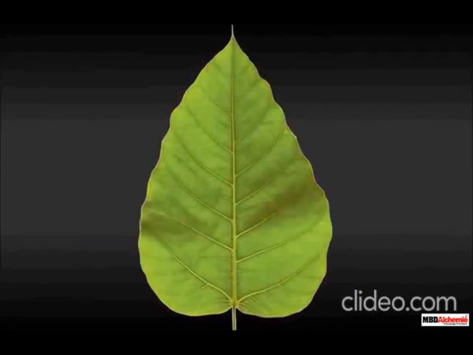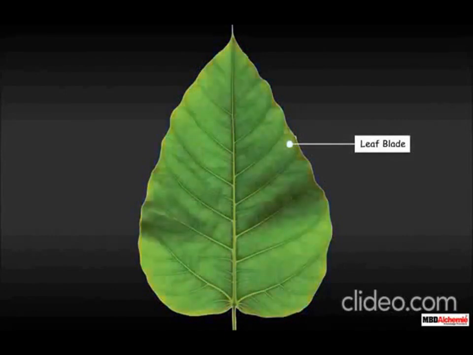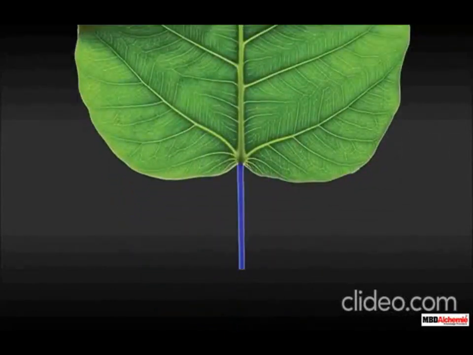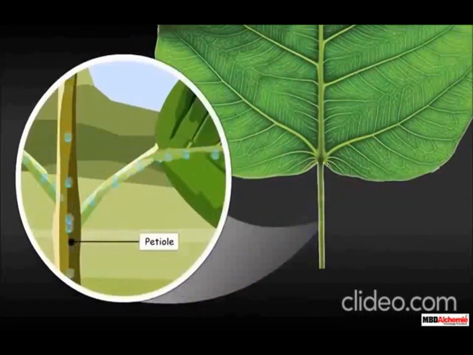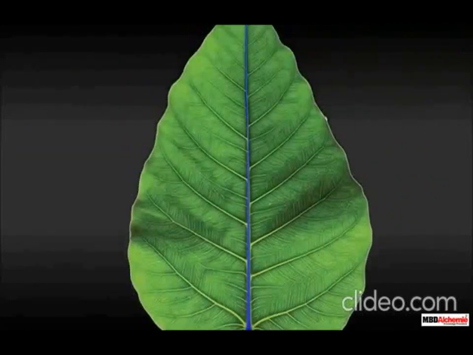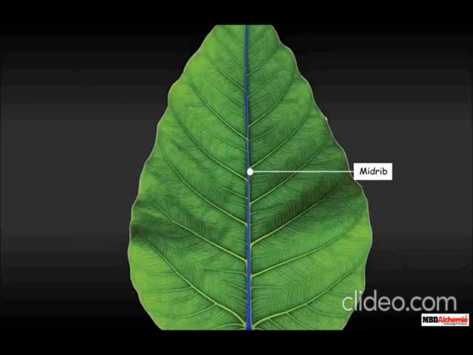The flat and broad part of the leaf is called the leaf blade. The leaf blade is attached to the stem of the plant through a tiny stalk called the petiole. The petiole takes the water from the stem to the leaf blade. A thick line runs through the center of a leaf towards its tip. This is the central vein, also known as the midrib.